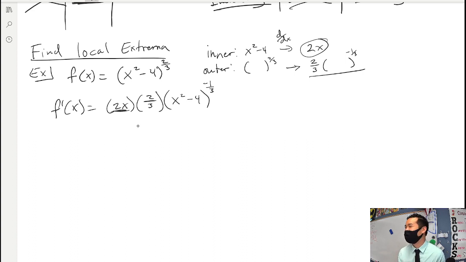4x, don't overthink it. 2 times 2 is 4. Okay, so if I were to simplify this, this is the same thing as 4x over 3, just by multiplying those fractions together. You okay with that? Combining those two fractions to give me 4x over 3.